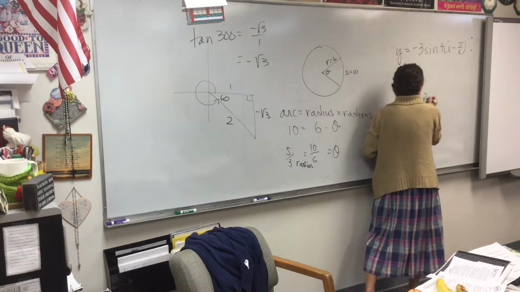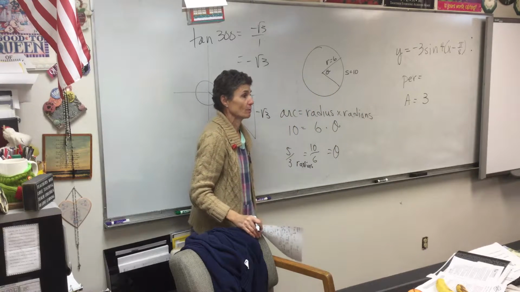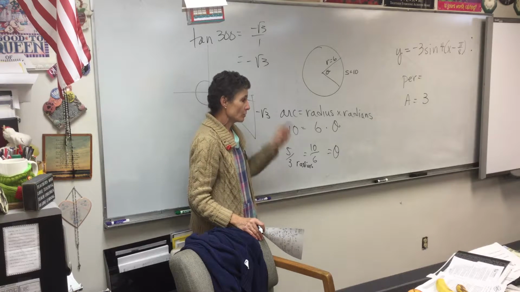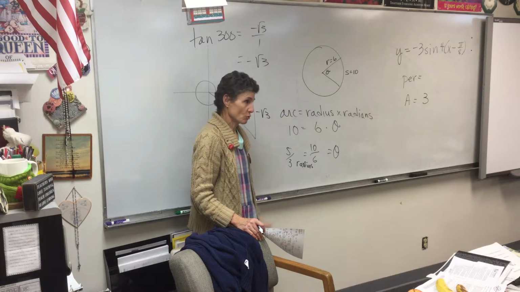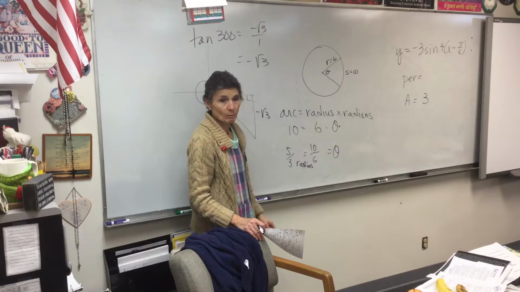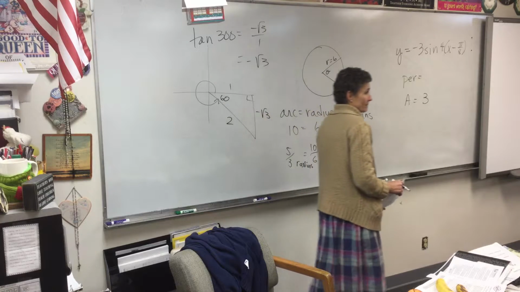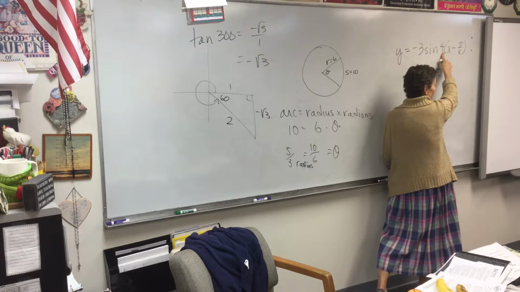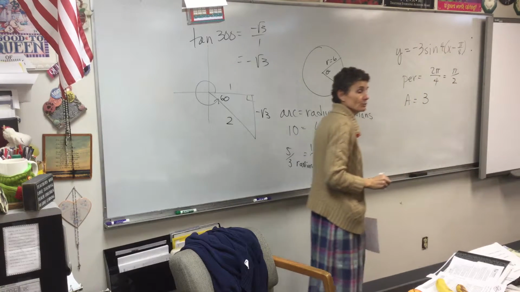The amplitude is positive 3. Remember, amplitude is a positive number. It's a distance. It's a positive number. I know there's a negative. What does that negative do? Turns the picture upside down, but it doesn't have anything to do with the amplitude. All right? Now what about period? What's the period supposed to be? 2 pi. But this one has been divided by 4, so the period is pi over 2.